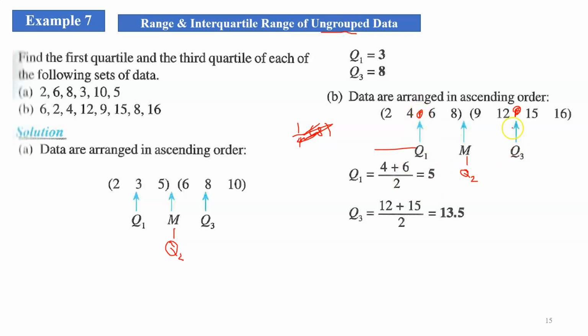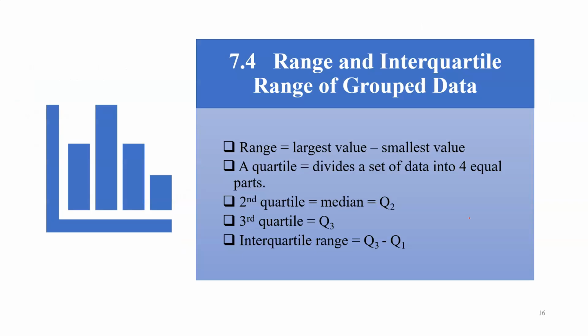In between. And about Q3, 12 plus 15 divided by 2. So, you get 13.5. That is the Q1 and Q3.